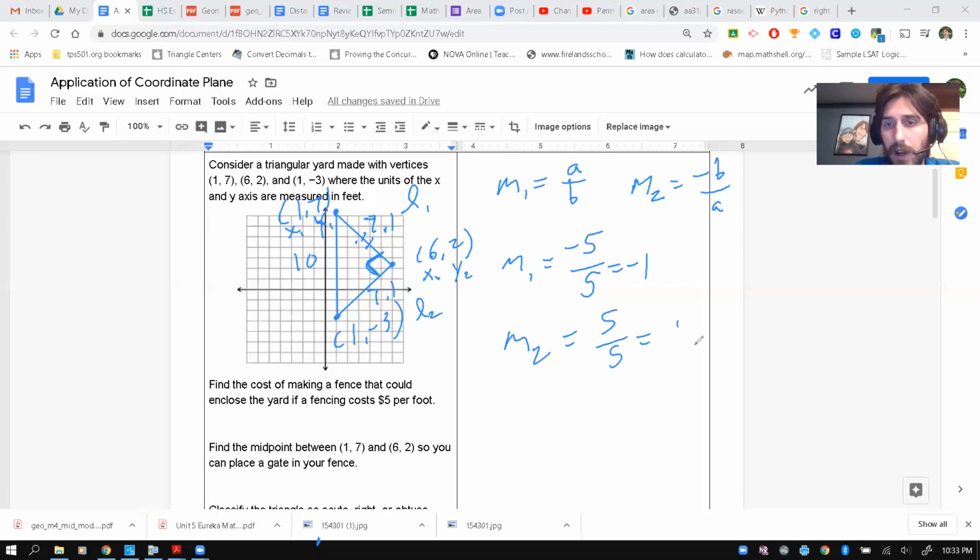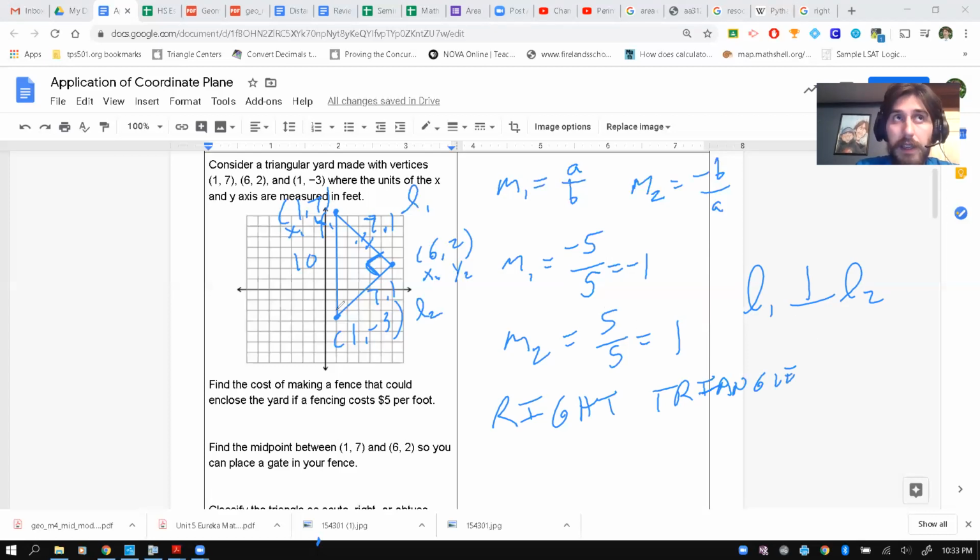And look, those are opposite reciprocals of each other. Negative 5 over 5, if I flip that and change the sign, becomes positive 5 over 5. So in fact, those lines are perpendicular to each other, which means that this is a right triangle. And if you have a right triangle, you can find the area by multiplying the two legs by each other and dividing by 2. Okay, that was one test.